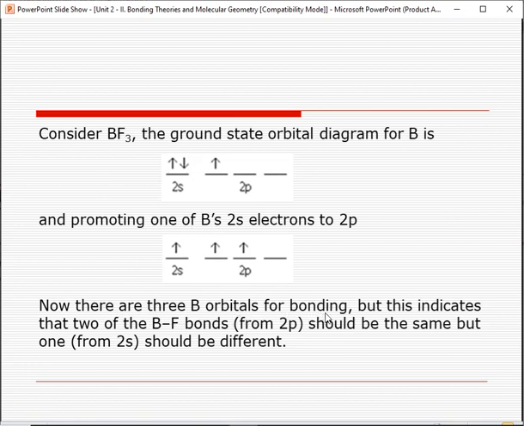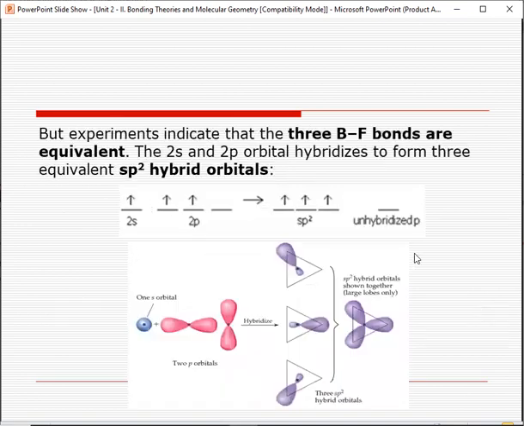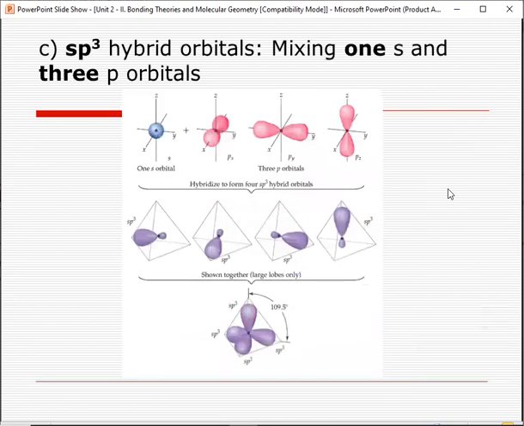But this indicates that two of the B-F bonds from 2p should be the same, but the one from 2s should be different. But experiments indicate that the three B-F bonds are equivalent because the 2s and 2p orbitals hybridize to form three equivalent sp2 hybrid orbitals. Therefore, boron has three bonding electrons that can bond with three fluorines. So we have the compound, the molecule BF3.